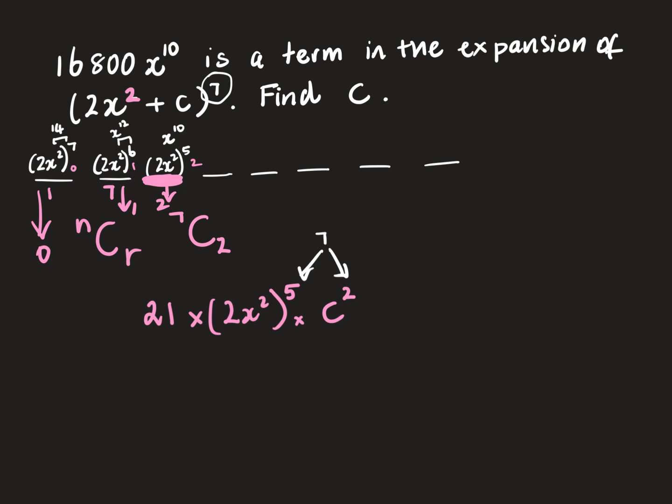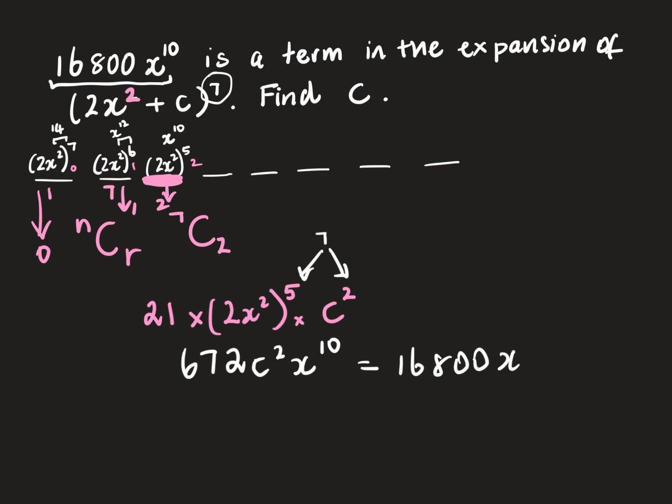So, using my calculator now, 2 to the power of 5 is 32, times 21 equals, so that comes to 672 c squared x to the power of 10, and that is equal to this number here, 16800 x to the power of 10. Cancel out those x's, divide 16800 by 672, and that will give me c squared is equal to 25.